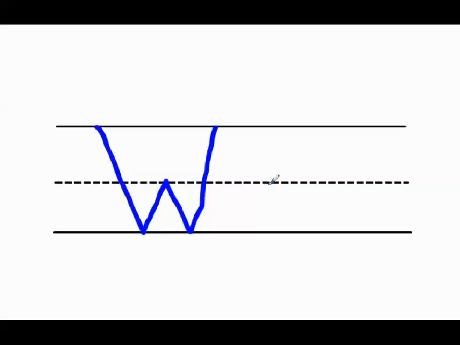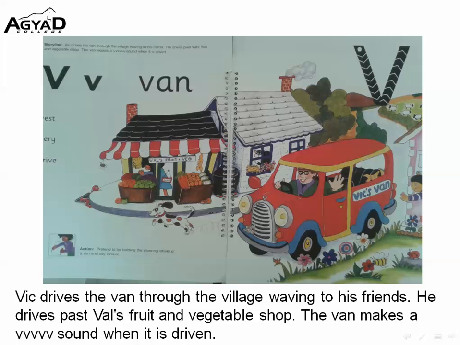What about the small W? We're going to start from the middle line, slanted line down, slanted line up, slanted line down, slanted line up. Very good, KG1, you're very clever. Now, let's move on to the next sound. Who can tell me what was this sound? Yes, very good. It's the V sound.